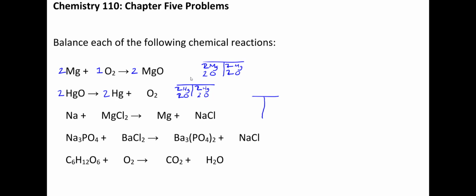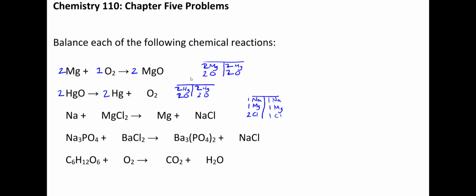So on the left side, I have 1 sodium, 1 magnesium, and 2 chlorine atoms. But on the right side, I have 1 magnesium, 1 sodium, and 1 chlorine. Probably a better idea to write these in the same order here. So let me change that. So 1 sodium, 1 magnesium, and 1 chlorine.